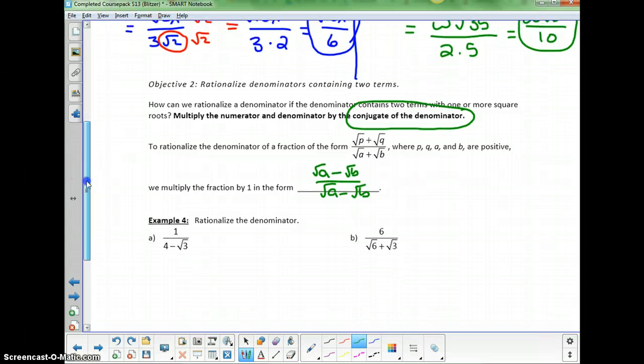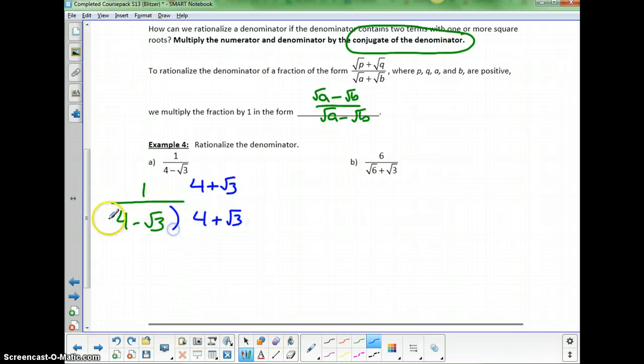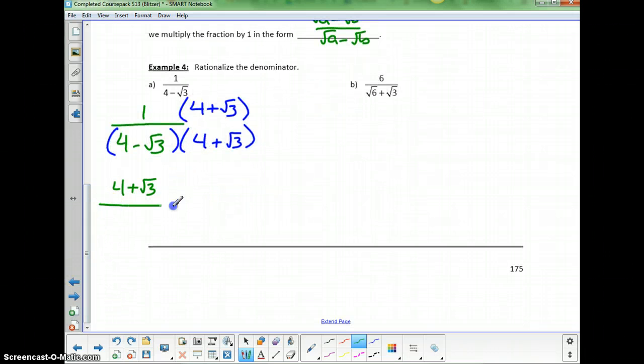So in the case of example A right here, we would have 1 over 4 minus square root of 3 times our conjugate. So our conjugate is going to be the same two terms with opposite sign. So it's going to be 4 plus square root of 3 on top and bottom. Let's throw some parentheses in there so we can make sure we use the distributive property. On the top, 1 times everything, so on the top we're going to have 4 plus the square root of 3. And on the bottom, 4 times 4 is 16.